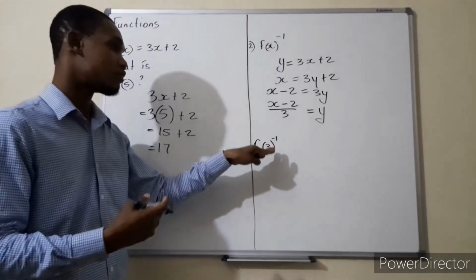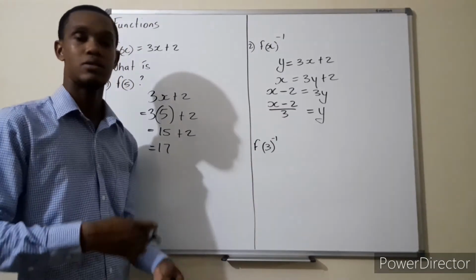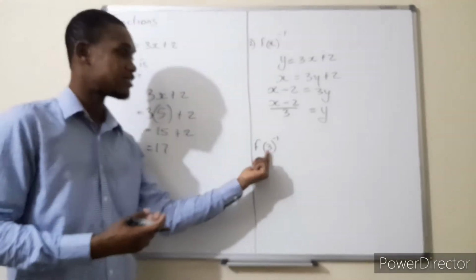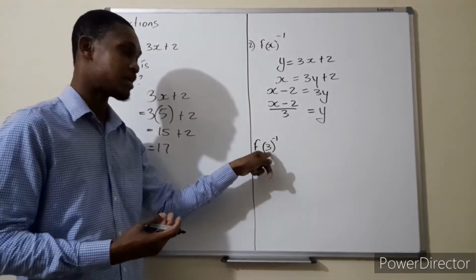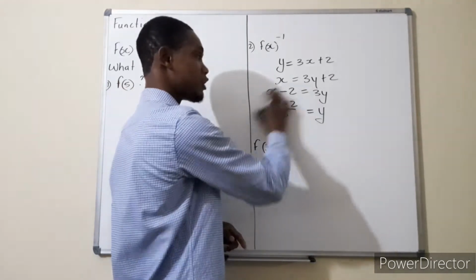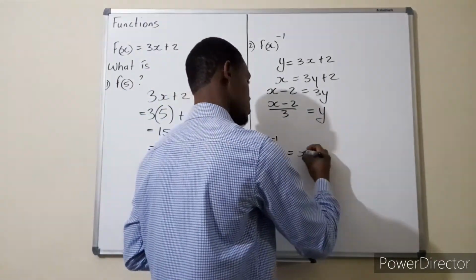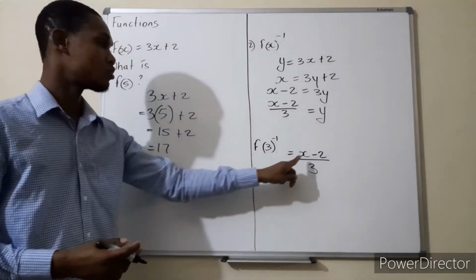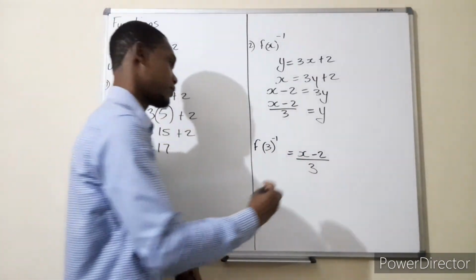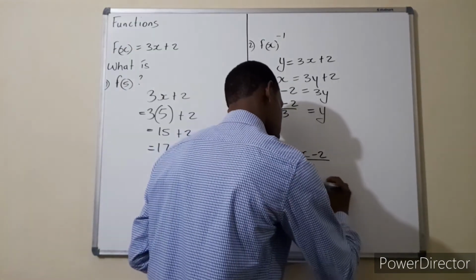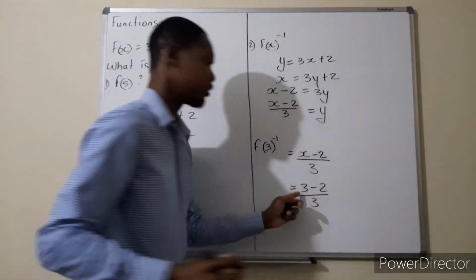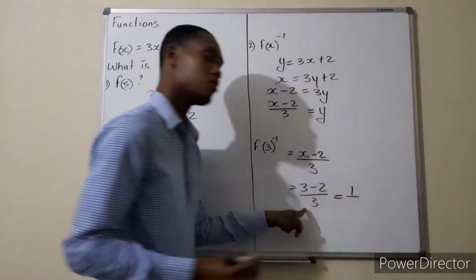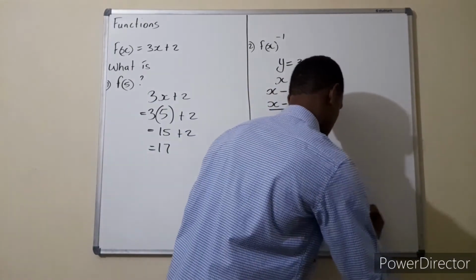And this says f of 3 inverse. So this simply means the same thing like here. You found the inverse function, you're going to now replace your x with the 3 that is given. So you'll just simply write your inverse function, which is equal to x minus 2 over 3. Now replace your x with the number 3. So you'll just simply say 3 minus 2 over 3. 3 minus 2, that's 1. And put back your denominator, which is 3.